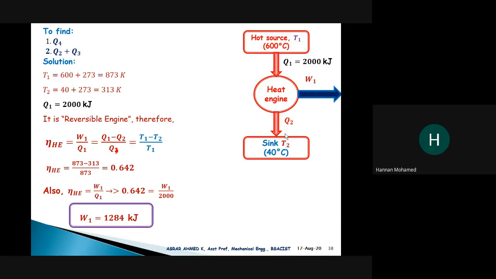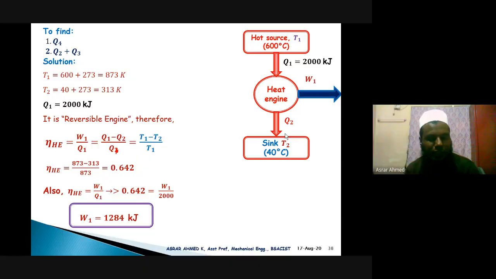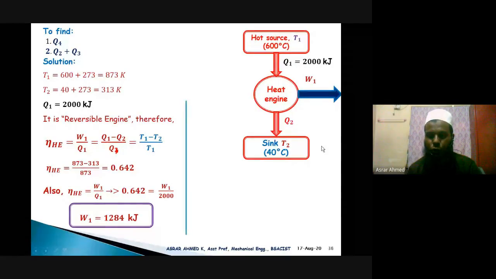Thank you. So please listen carefully. That is why I am asking the question, not to disturb you, but to make it very clear and simple, otherwise the problem is very easy. Now W1 we have found out. So what we have to do is find Q2.